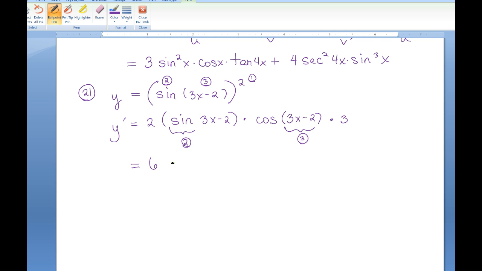So 6 sine of 3x minus 2 cosine 3x minus 2. They cleaned that up more, they did 3 sine 6x minus 4, applying the double angle formula. Don't worry about it. I'm fine with this. You don't need to know double angle and half angle formulas for AP.